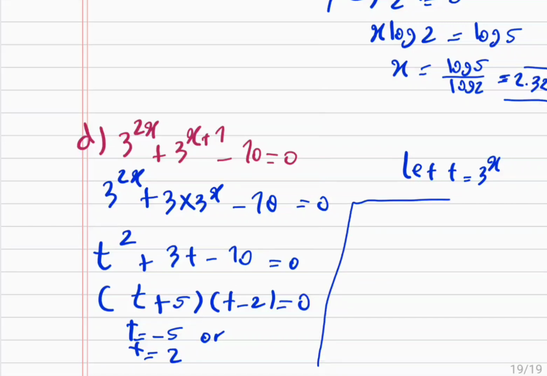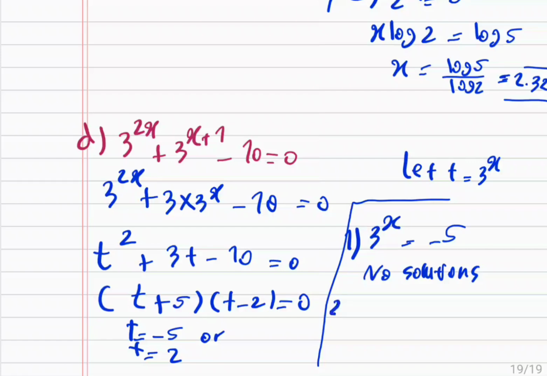So the first case is when 3 to the power of x is equal to minus 5. But in this case, we don't have any solutions, right? Because when we raise 3 to any power, the answer is never negative. So it doesn't have any solutions.